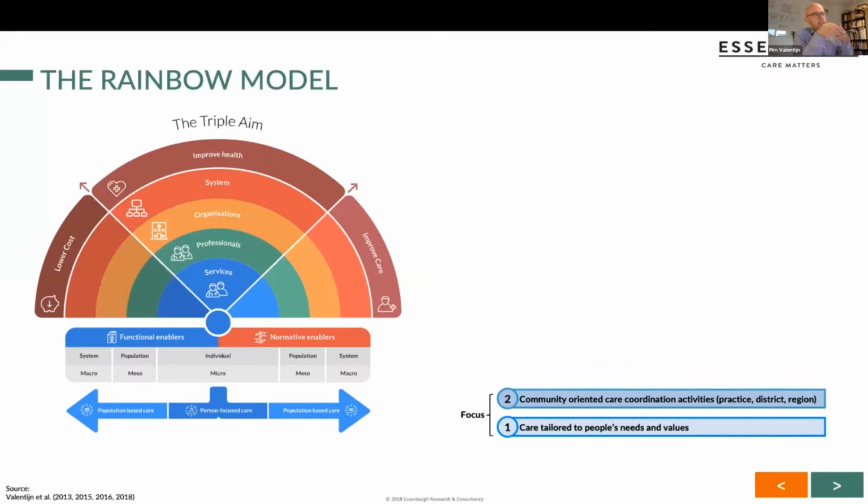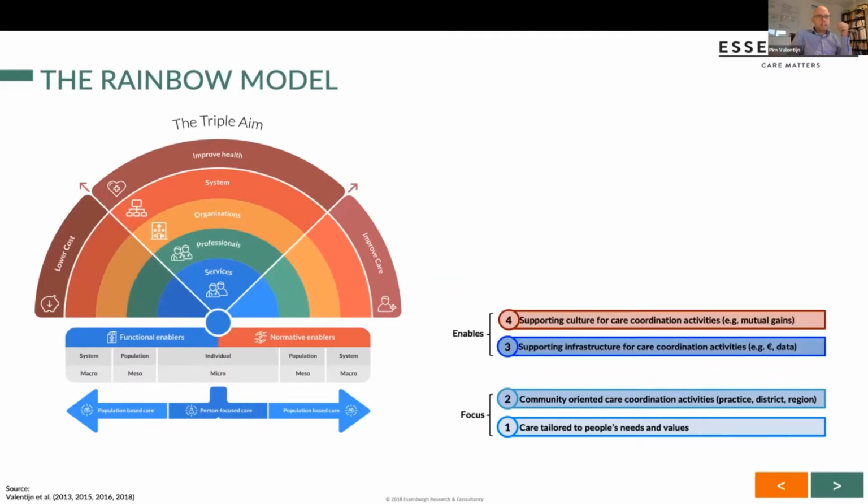And second, on another level, the meso and macro level within a system, we talk about population-based care, which is community-oriented care coordination activities. So this is another level. I think a lot of the examples Tony showed us were focused on a population-based approach started off by a Ministry of Health, for example. It's good to have this distinction, and both are necessary, but they are on a different aggregation level. If you move on with this conceptualization, you have two enablers which make integration work or not work.